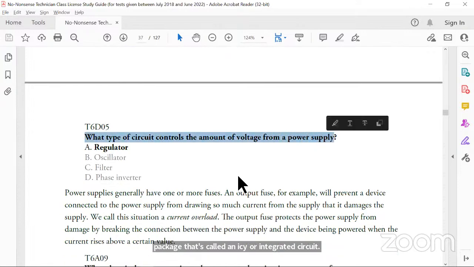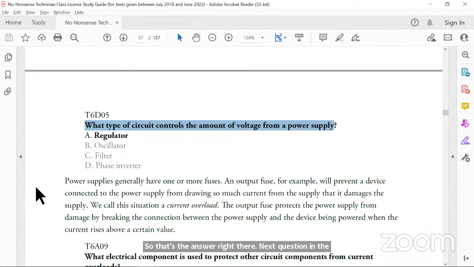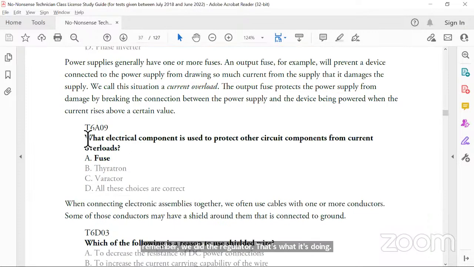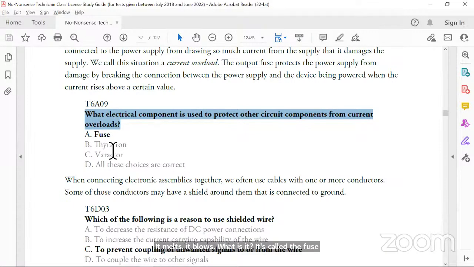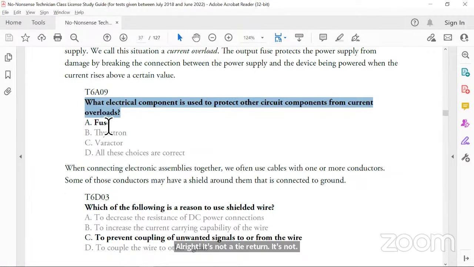Next question in the question pool. What type of circuit controls the amount of voltage from a power supply? So remember we did the regulator, that's what it's doing. So that's the answer, regulator. All right, next question. What electrical component is used to protect other circuits or other circuit components from current overloads? You remember we said that component that sacrifices itself, it melts, it blows. What is it? It's called the fuse that protects the other circuit component. All right, it's not a thyratron, it's not a varactor. So it's a fuse, okay?